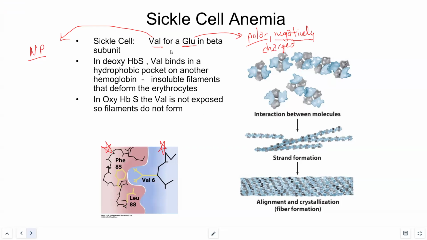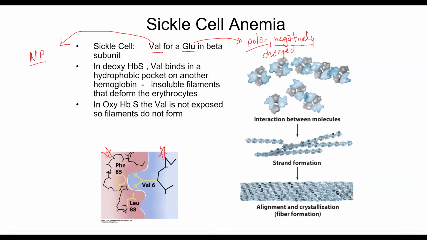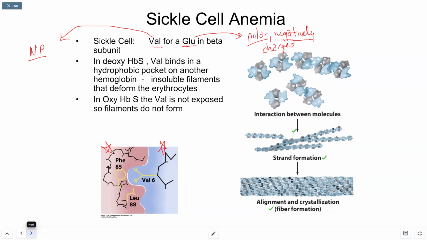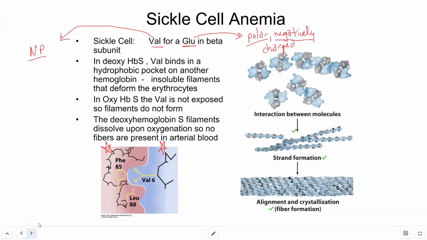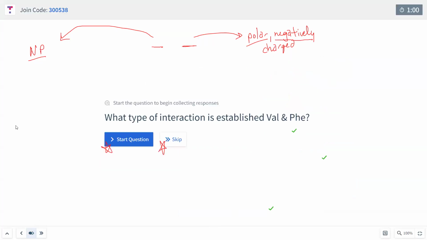And then if it ends up forming these filaments and crystallizing with other proteins, then it's really up the creek. It's really in trouble. Now, the deoxyhemoglobin S filaments dissolve upon oxygenation, so no fibers are present in arterial blood. But over time, these filaments become stronger and larger, and they form fibers, which ultimately can lead to pretty catastrophic effects. Now, I'm going to clear all this out.